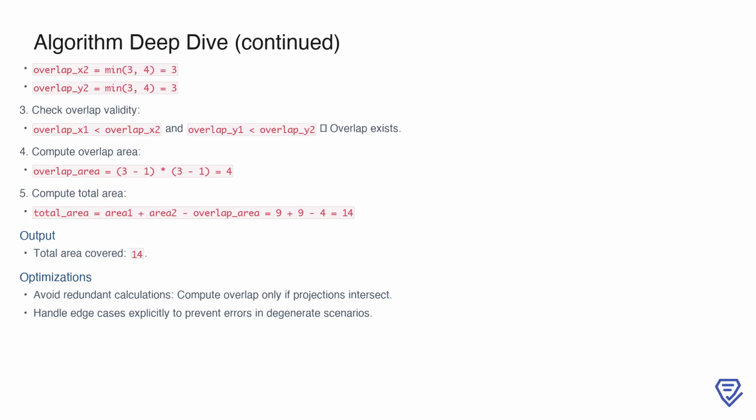Finally, we compute the total area covered by both rectangles using the formula total_area equals area1 plus area2 minus overlap_area, which equals 9 plus 9 minus 4, equal to 14. The output of the algorithm is the total area covered, which in this example is 14. To optimize this approach further, we can avoid redundant calculations by checking for overlap validity early. Additionally, handling edge cases explicitly ensures the algorithm remains robust for all input scenarios.